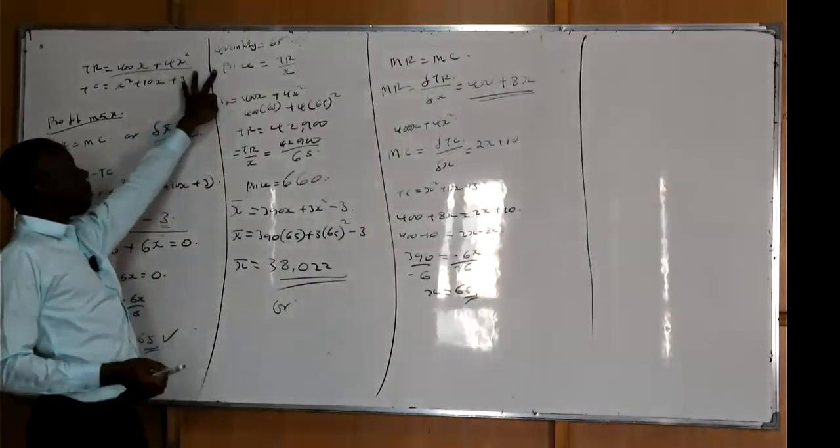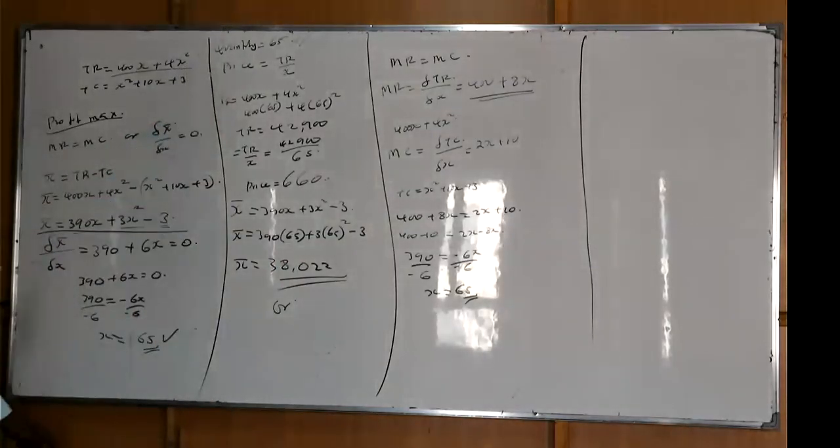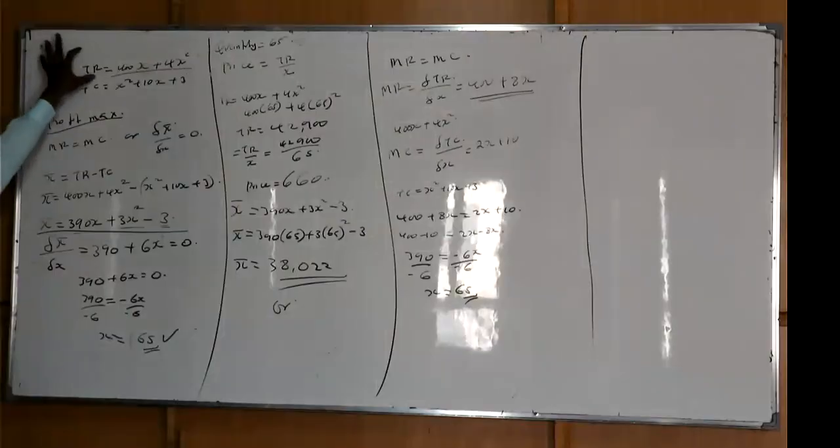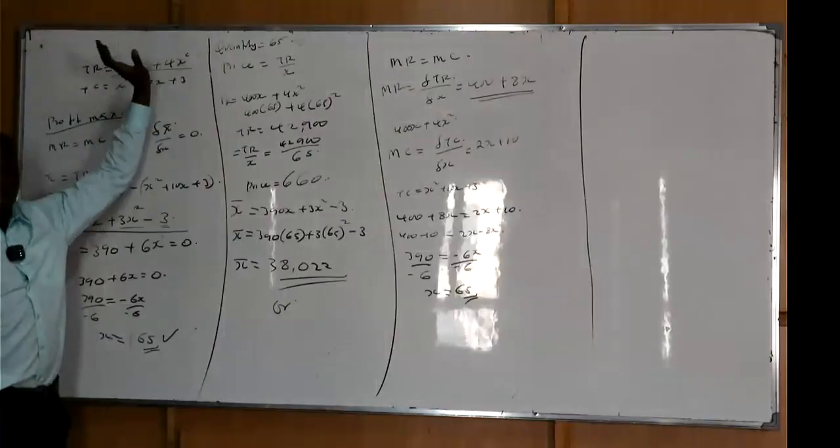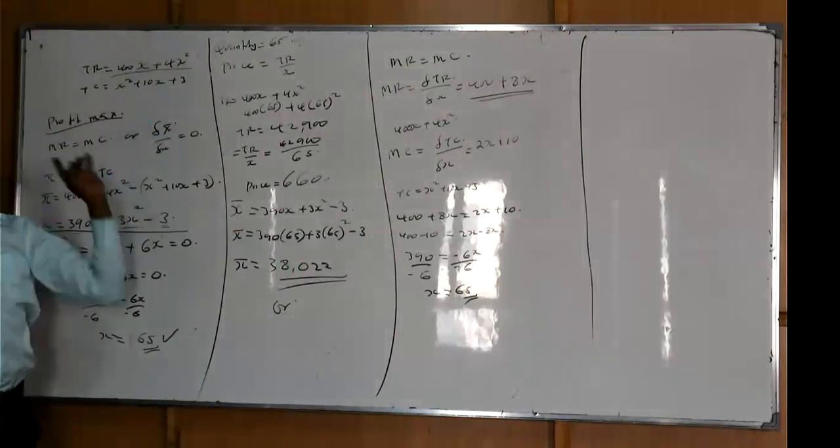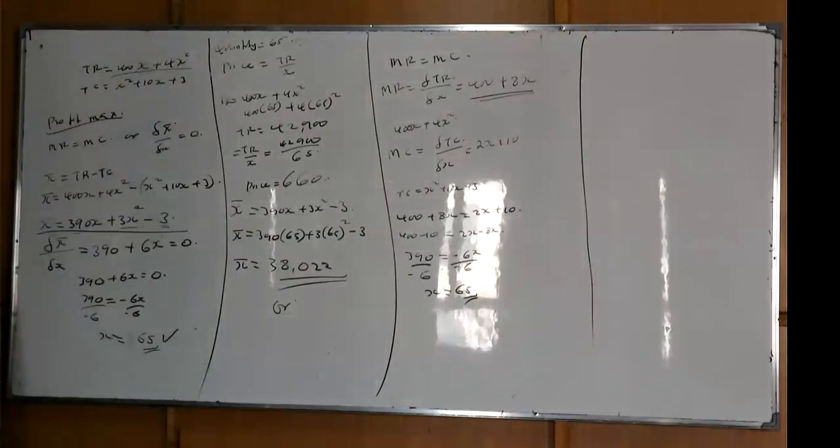Then the price. To get the price, you take the total revenue divided by the quantity. In the total revenue function, where there is x, you replace it by the value of x.